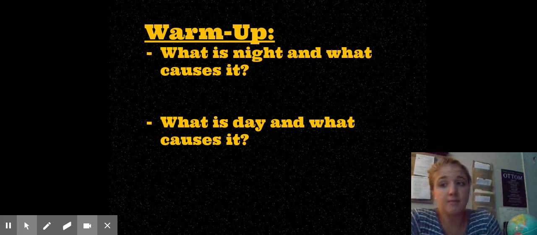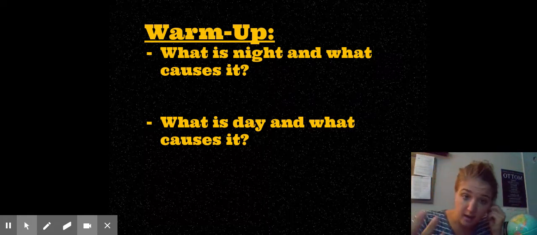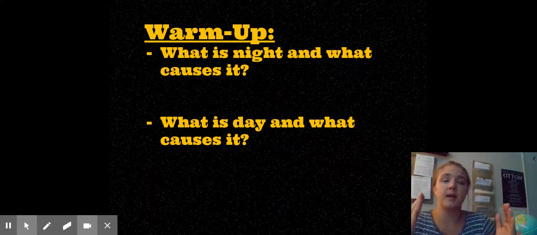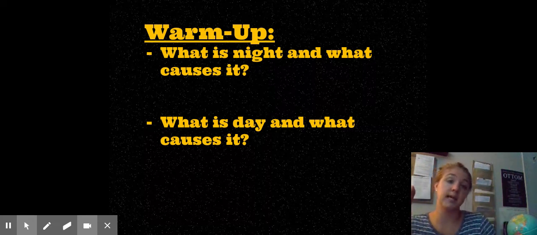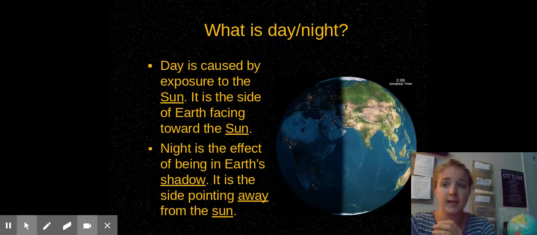Typically, and hopefully, most people would come up with the answer that nighttime is when it's dark outside, right? The sun is not up, and daytime is when the sun is up and it's lighter outside. That's how we separate our hours of the day and hours of the night, and that's generally a pretty good definition of the two. But we're going to go ahead and give our actual scientific definition of those two terms.